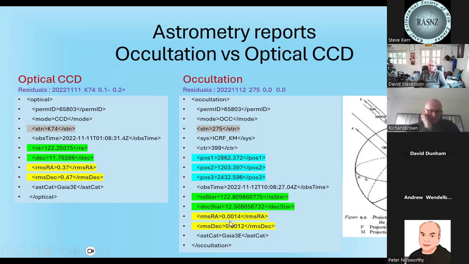And the important thing, when you do all the analysis and you look at what the residuals or the uncertainties were with that position, 0.0014 arc seconds and 0.0012. 0.0014 compared to 0.37, that's a factor of 200 smaller. We have very high astrometric precision.